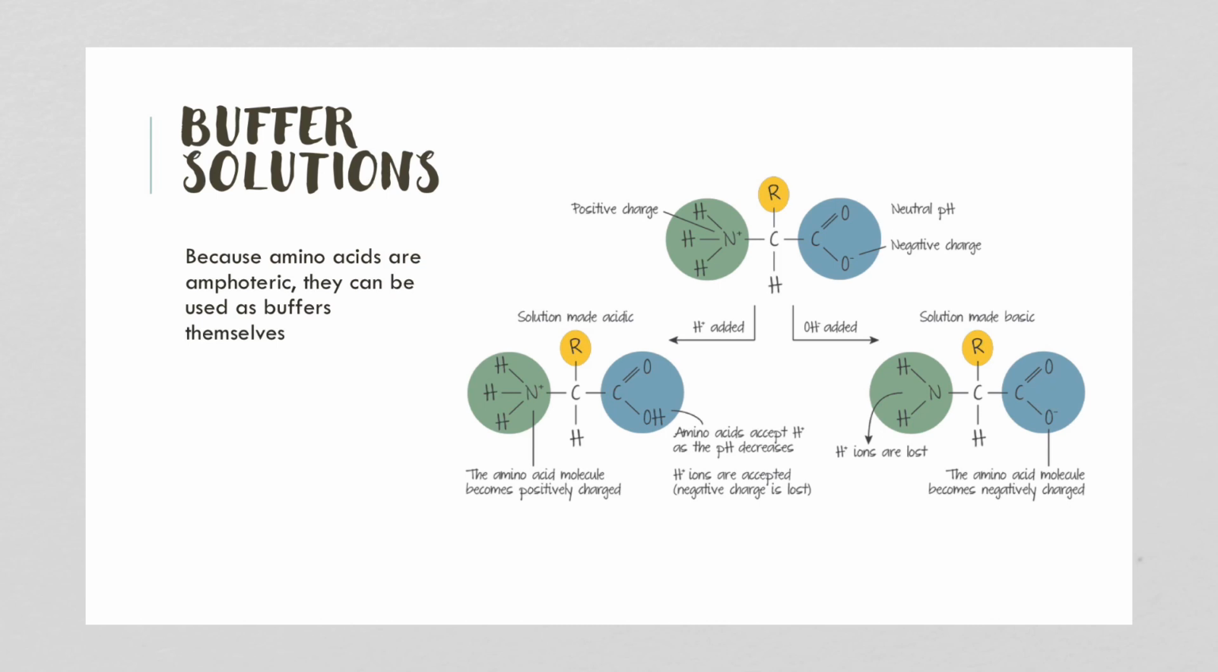And because amino acids are amphoteric, they can actually be used as buffers themselves because they can either absorb a proton or donate a proton, depending on the situation. If they're in an acidic environment, the amino acids will accept the proton and become more positively charged. If they are in a basic environment, they will lose a proton and become negatively charged. So they will affect the pH, and they'll buffer that solution.